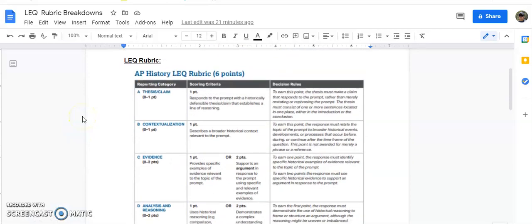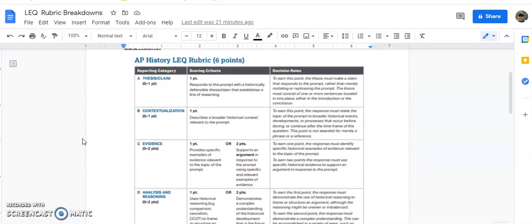Now, when we look at the rubric, you could get up to 6 points, right? Thesis and claim. Do not let your theses be feces. Make sure you have a solid thesis, right? Respond to the prompt with an argument. Now, I recommend you put this at the beginning, but you can always put it at the end, and we will talk about that in a second.